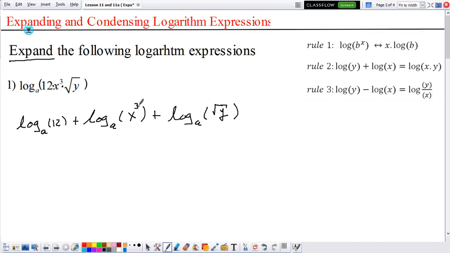Now, what we need to figure out is, can I do anything with the exponents? Because when you're expanding, you should not have any exponents. But before we move on, I want to remind you that the square root of y, notice that here your base is 2, is the same as y to the 1 half. We saw this in previous videos when rewriting square roots as fractional exponents. So now let me rewrite that y with exponent 1 half.